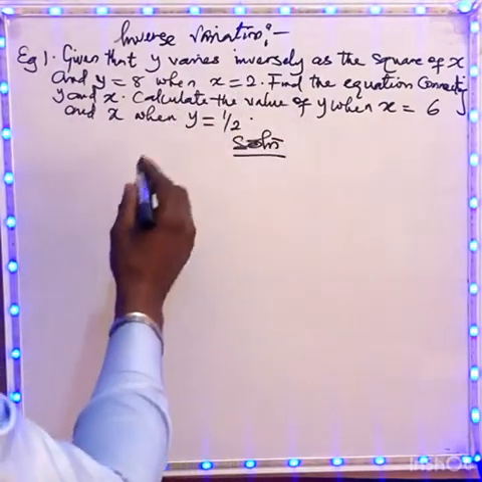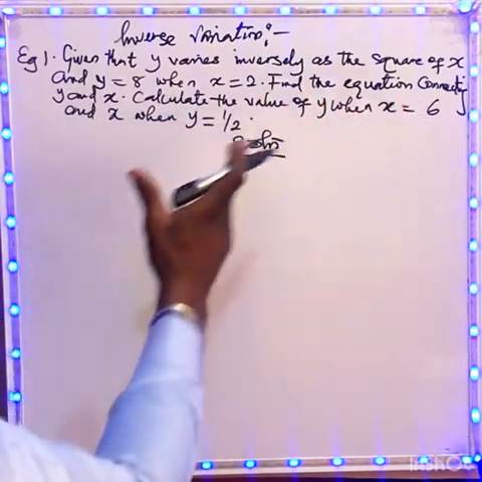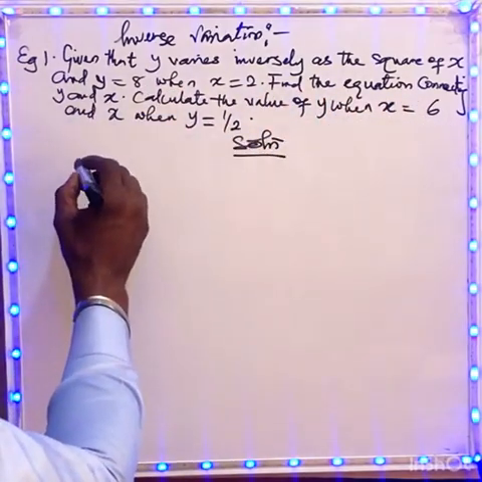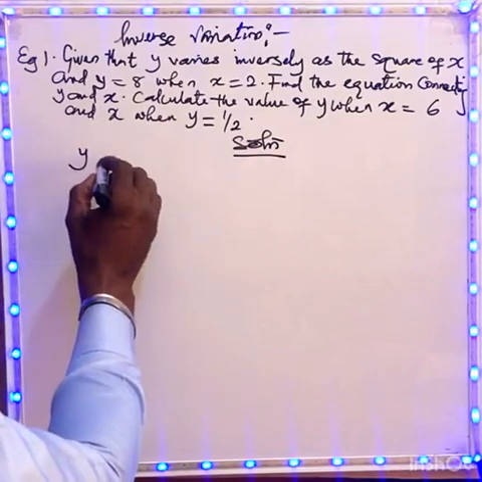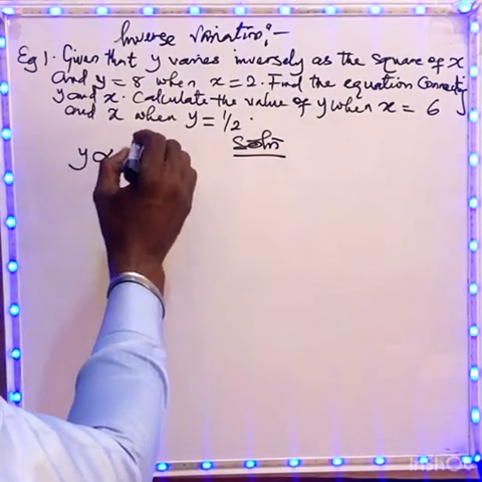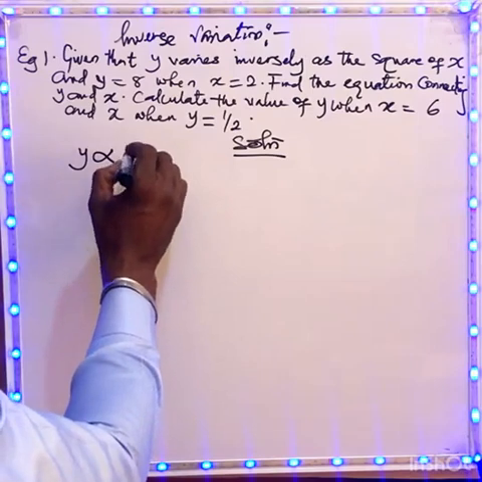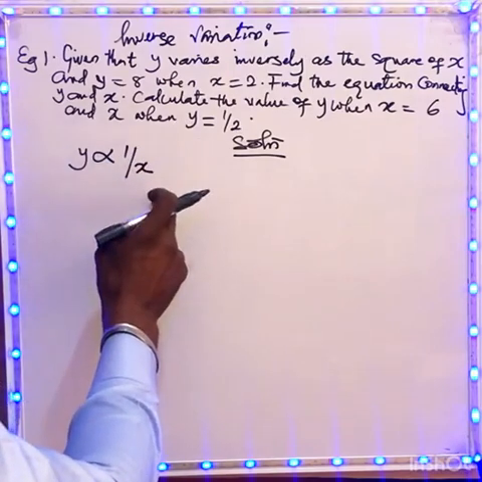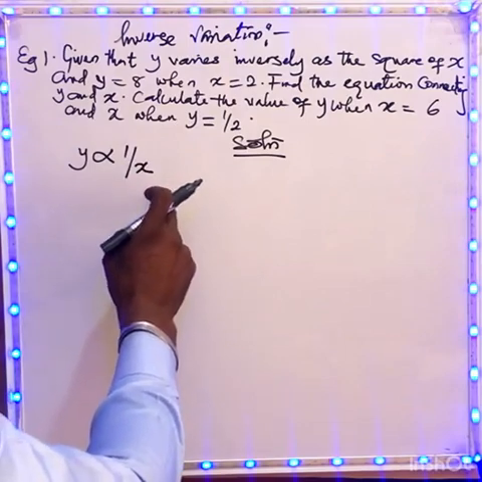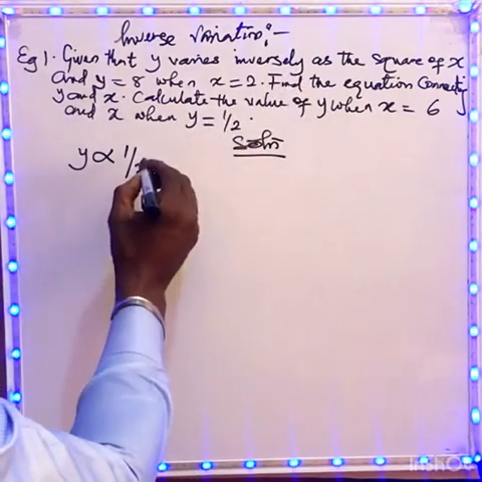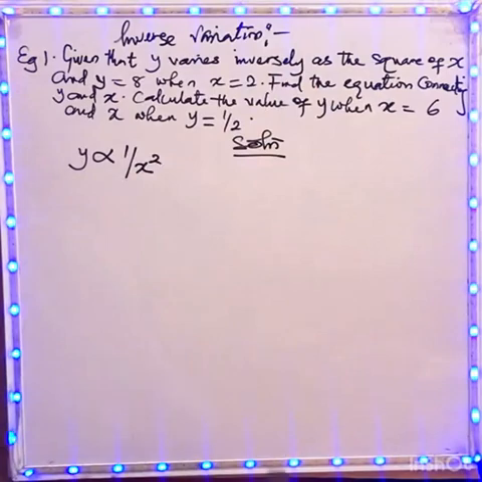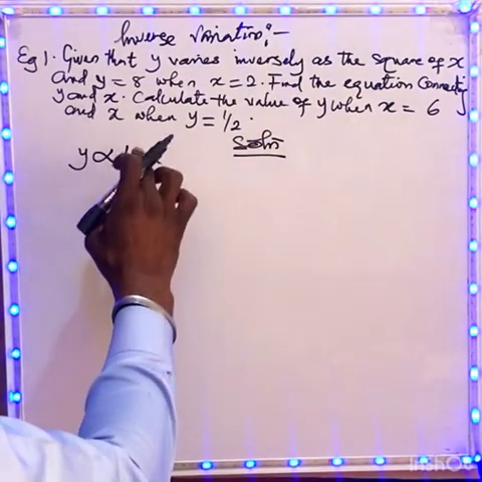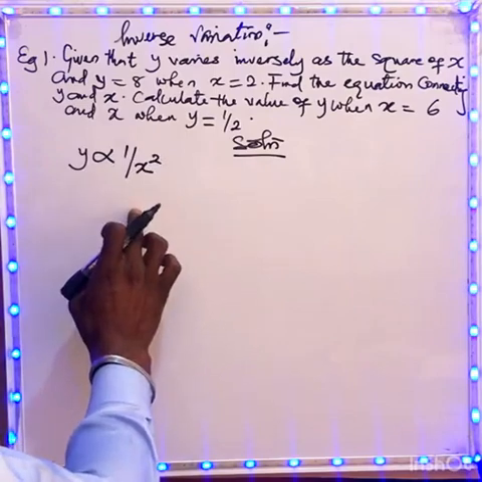Now we are told to find the equation connecting the relationship. We are told that y varies inversely. Inversely means 1 over x. That is inverse. So it varies as the inverse of x, but it is the square of x. So y is inversely proportional to x squared. That is the statement.